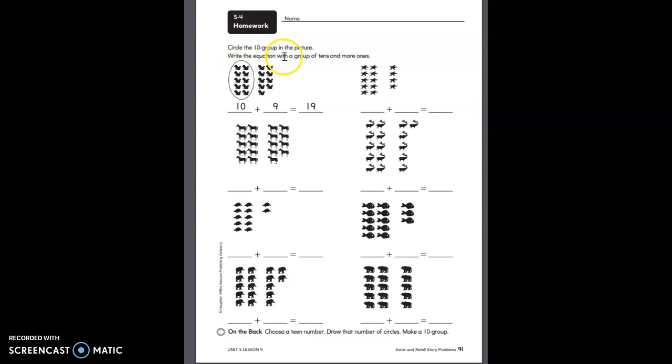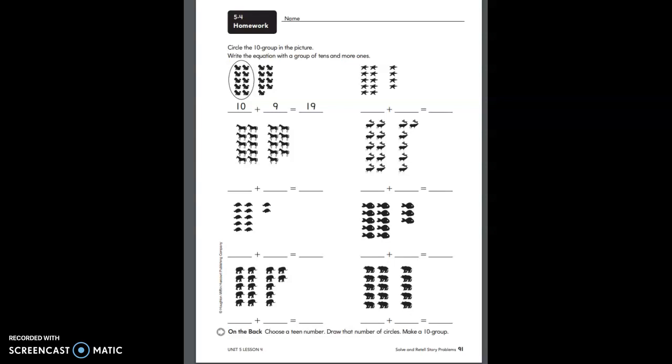And then after you write the equation with a group of 10s and more, you are going to put the total. So for the first one, they already did it for you, right? They circled a group of 10, wrote the 10, and then they counted the more to make the teen number, right? So we know that 10, flash your 10 fingers, plus 9 more, count them up from 10, 11, 12, 13, 14, 15, 16, 17, 18, 19, and the total is 19.